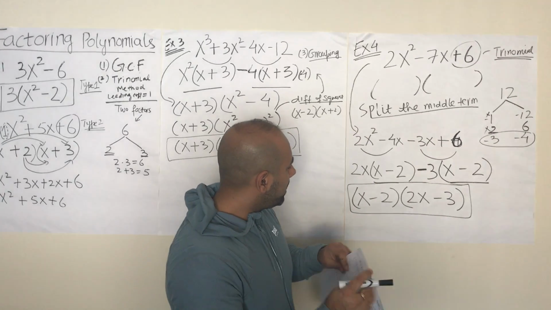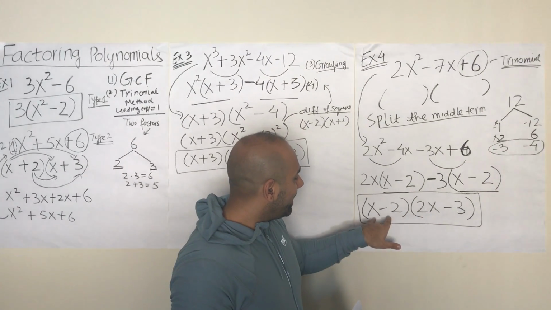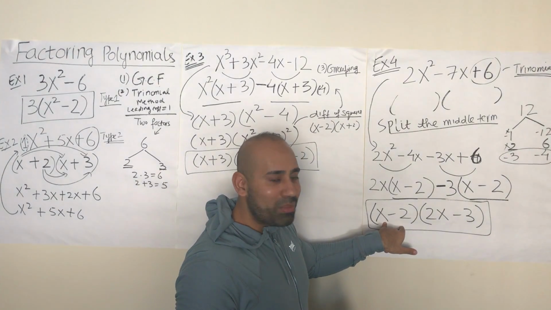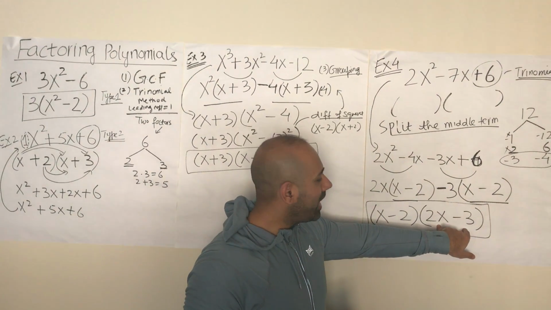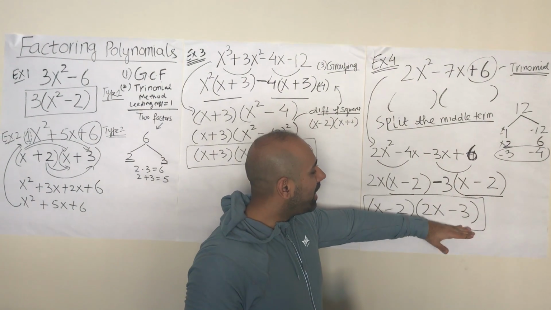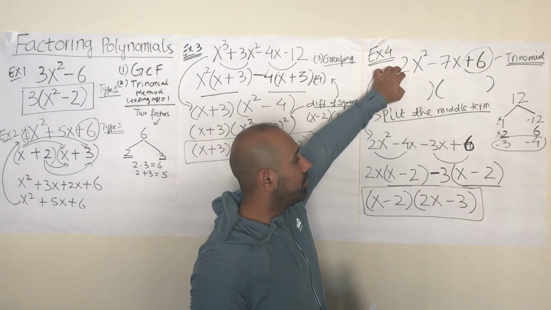And why would I say these are the factors? Because they are already linear terms. This is a linear term. There's no common factor between these two. This is also a linear term which does not have a common factor. So we can say that this is the final simplified form. This is the final factors for this trinomial.